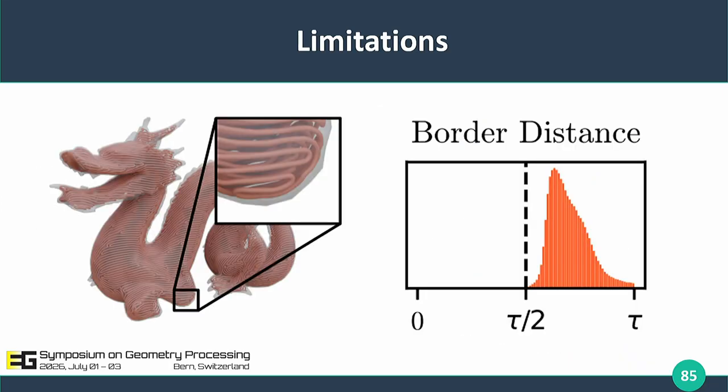Additionally, the spacing with respect to the boundary, which should be approximately tau-half according to our objective, is consistently larger in our experiments. Improving this spacing between the curve and the object boundary may be of great interest for fabrication applications, but is left for future work.